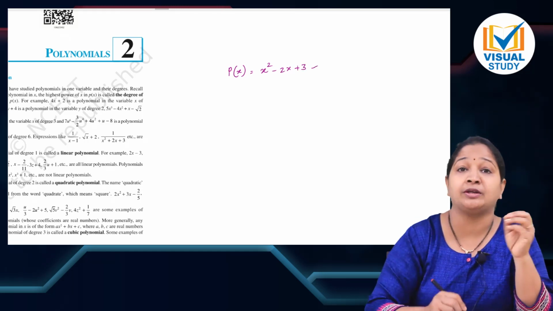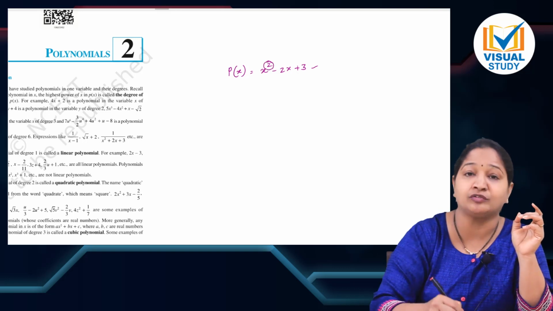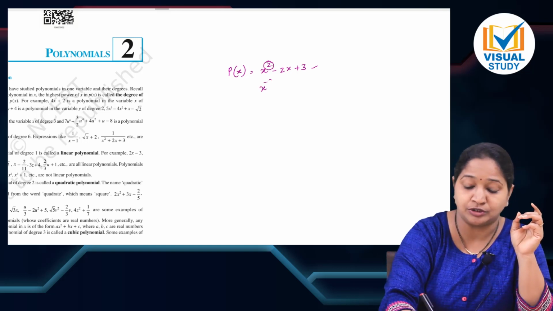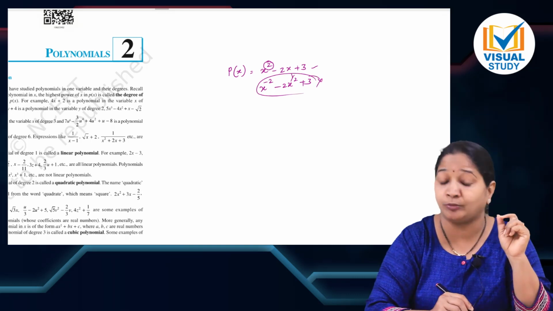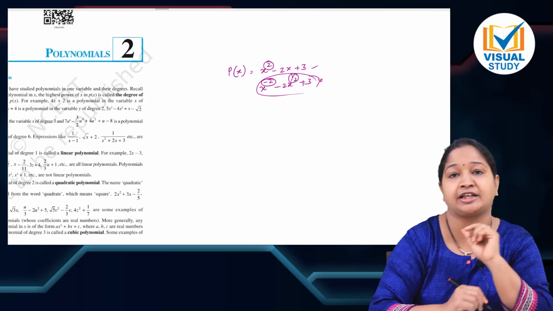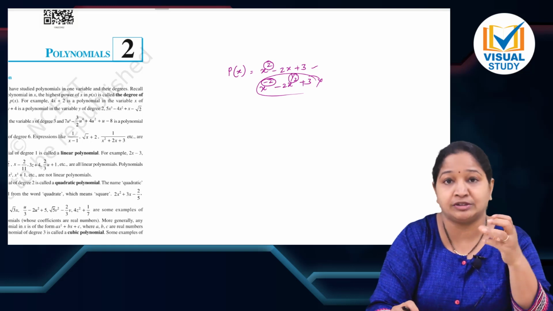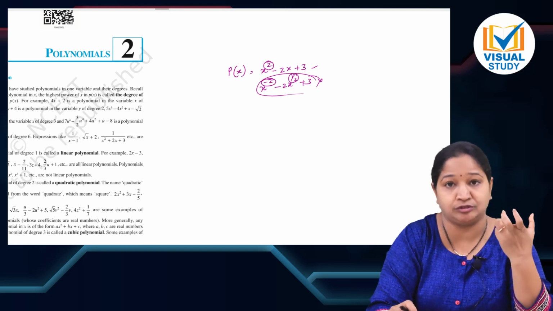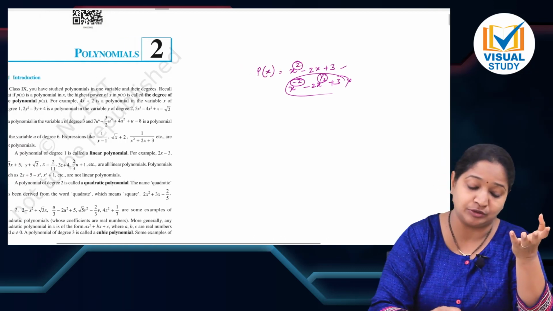Yes, this is a polynomial. But if the index of this is negative, suppose it is minus 2, or a half, plus 3, then this is not a polynomial. Why? Because here it is negative and here it is in fraction. So what is a polynomial? When the index form of a given expression is not negative and it is not in a fraction form, this is known as a polynomial.